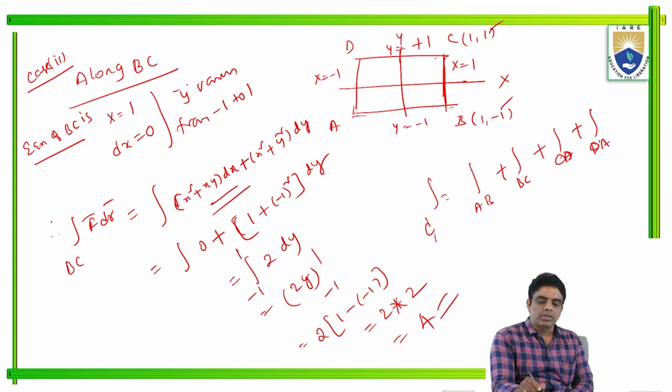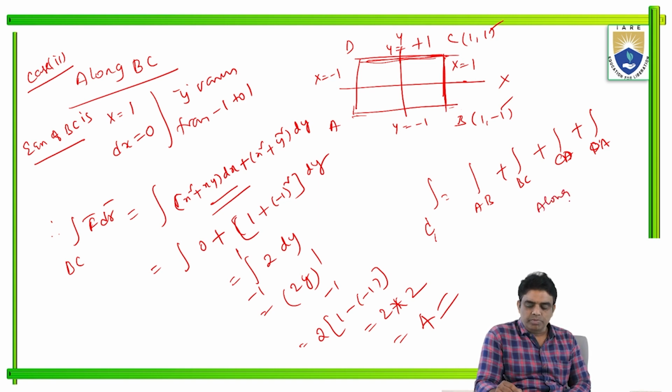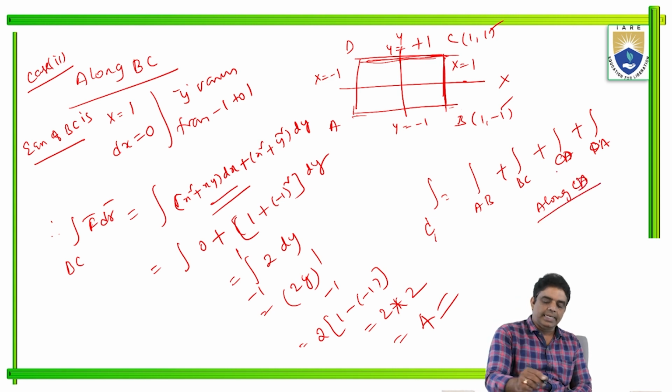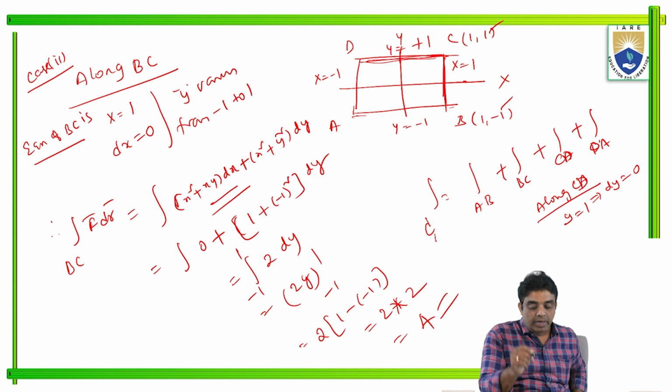Along CD, what is the equation? Y is equal to 1. So I will tell just the points. Along CD, the equation of this line is y is equal to 1, so dy is equal to 0. This is the x-axis equation, y is 0. This is y is minus 1. This is y is equal to 1.